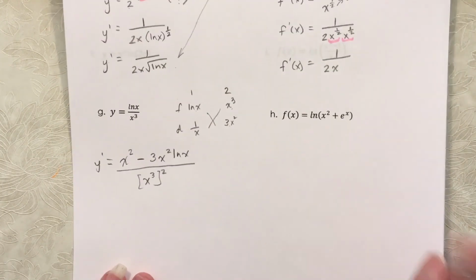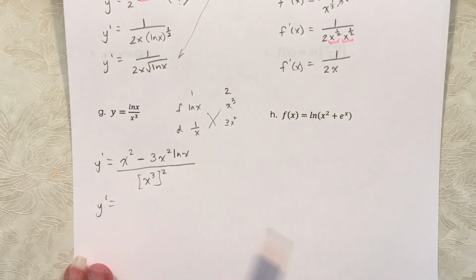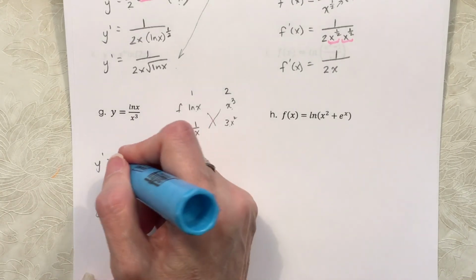And then we'll just simplify that. So if we look in the numerator here, we've got our two chunks.